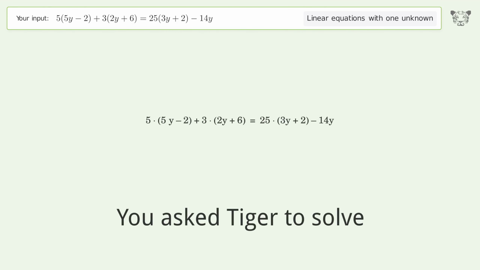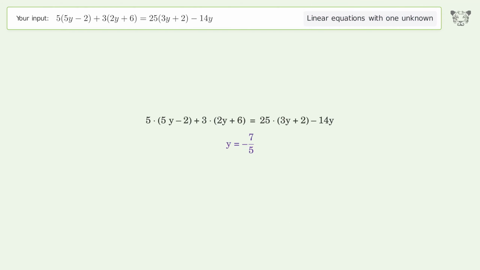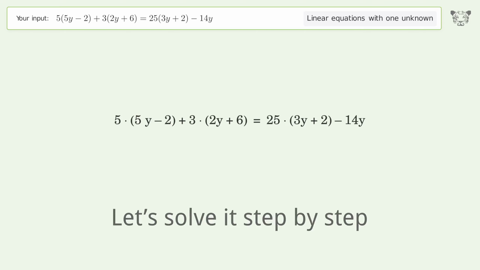You ask Tiger to solve. This deals with linear equations with one unknown. The final result is y equals -7/5. Let's solve it step by step.